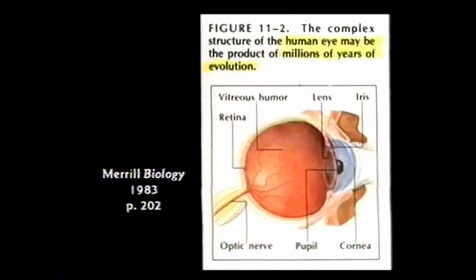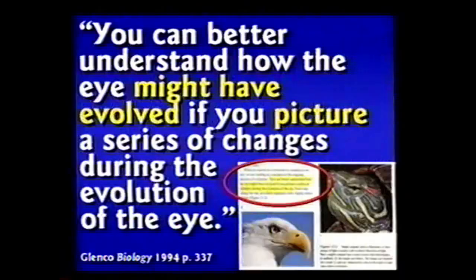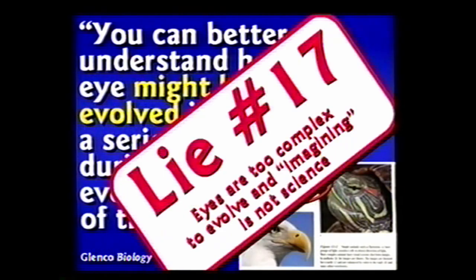Now, this textbook says, "The complex structure of the human eye may be the product of millions of years of evolution." Why doesn't God get the glory for what he made? You know, eyeballs are pretty complicated. This textbook says, boys and girls, right here, "You can better understand how the eye might have evolved if you can picture a series of changes." Notice what they just did to the kids here. Here we are in a science textbook telling the students you have to imagine how something happened. That takes it outside the field of science.